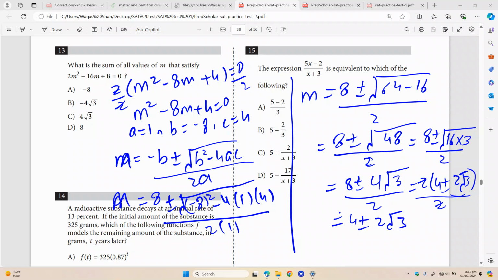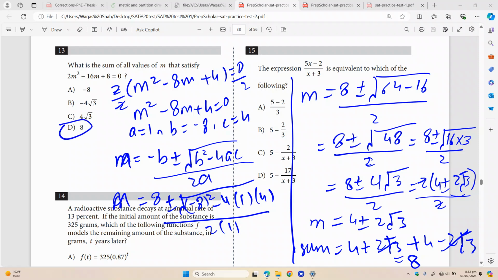Now these are the two solutions of the quadratic equation, and we are going to find their sum. So we will add them. The sum is equal to 4 plus 2 square root 3 plus 4 minus 2 square root 3. The root terms cancel, and 4 plus 4 is 8. So our result is 8, and D is the correct option.